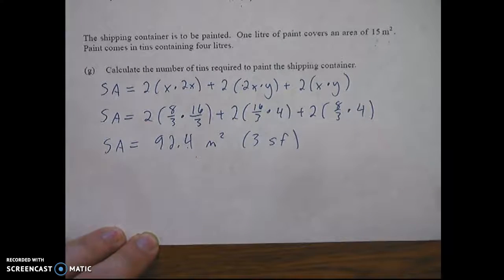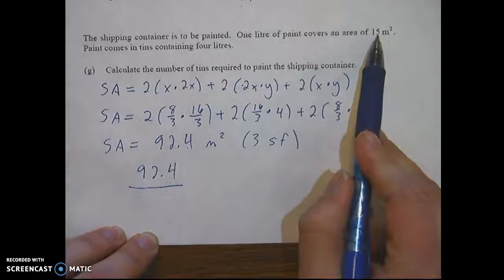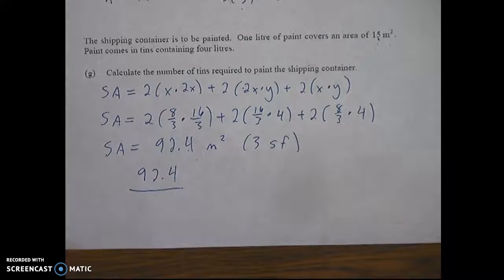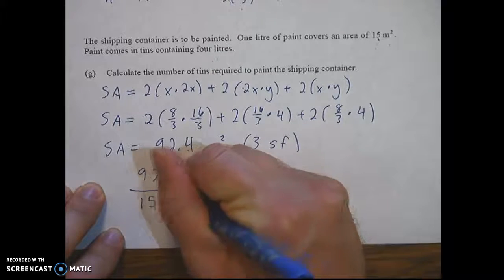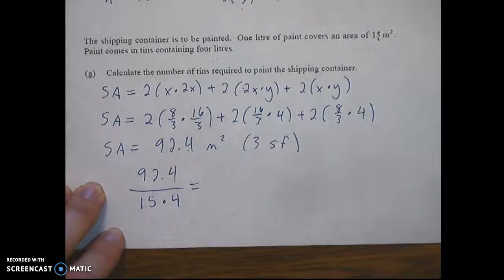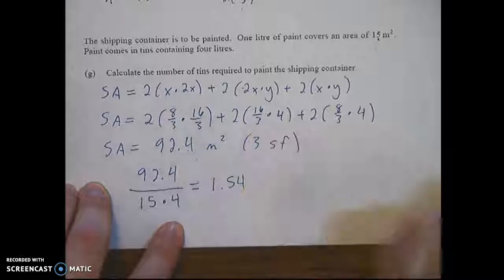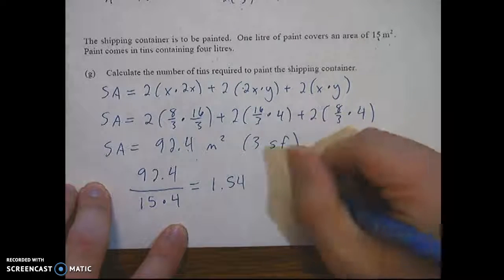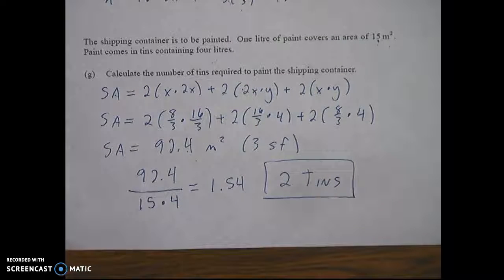So the calculation itself is pretty simple. It's just 92.4 divided by how much surface area we can cover with 1 tin. Well, 1 liter is 15 of those, but 1 tin has 4 in there, so I'm going to multiply that 15 times 4. So 92.4 divided by 15 times 4 is like 1.54. So how many tins do I need to paint the entire box? The answer is 2. So all that fun work to find out that it was 2 tins.